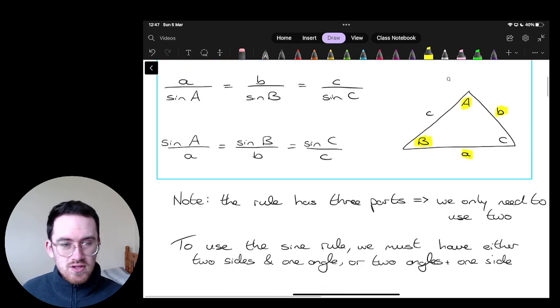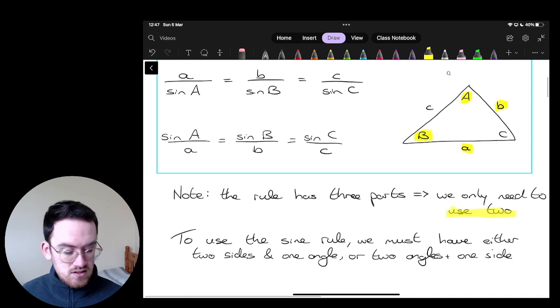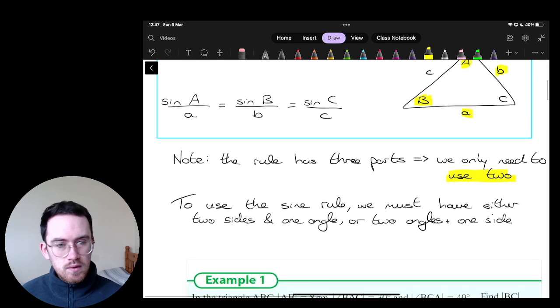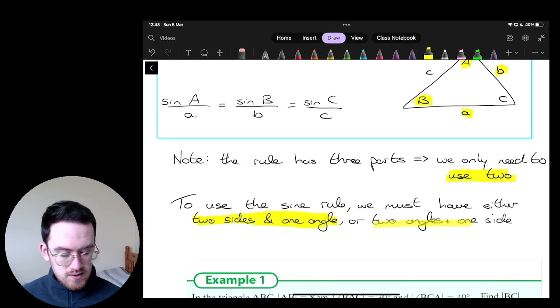We can also see the rule has three parts. We only need to use two. We never really do a sum that has three equal signs, but we'll do sums with one equal sign. So to use the sine rule, we must have either two sides and one angle, or two angles and one side.